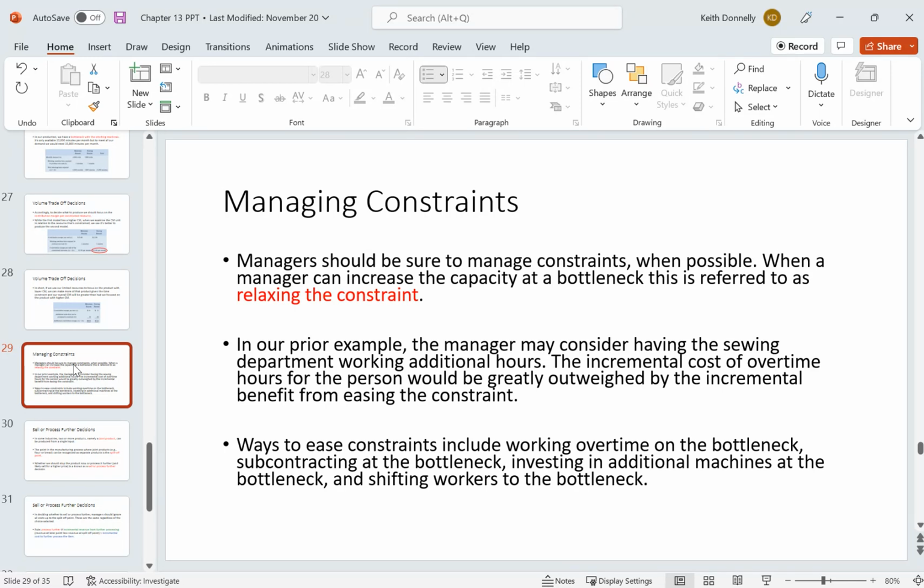Other ways that they could ease constraints include general ways that are used: overtime, subcontracting, buying more machines, shifting workers to the bottlenecks. There's various ways. If you've ever worked at a company and there's a part of it that's slow or not moving efficiently, there are ways that a business will deal with that to make it more efficient.